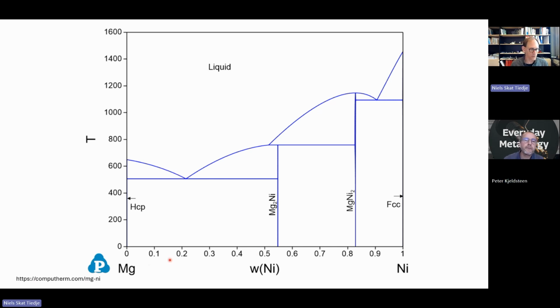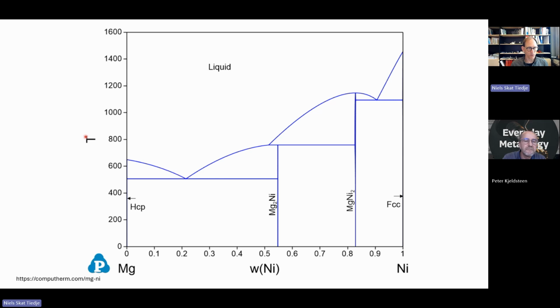I should say also that these phase diagrams I have borrowed from a homepage that is listed down here, and it's a calculated phase diagram, but it's nice and clean, so it's relatively easy to look at. And thank you to the nice people who made it.